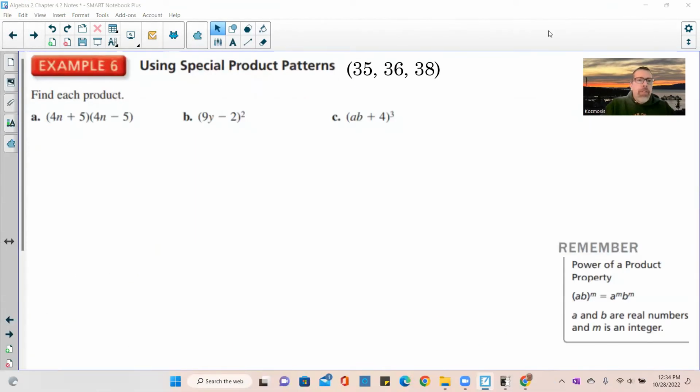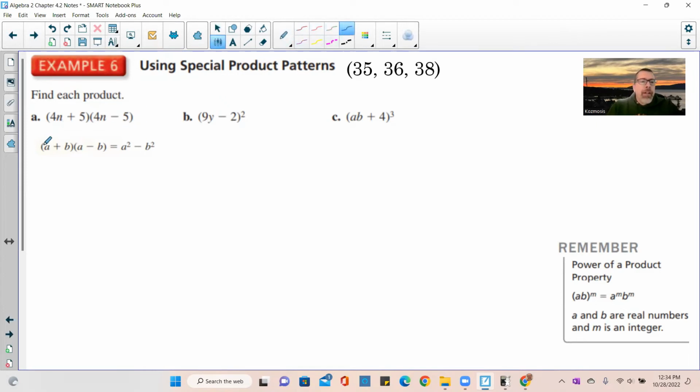Okay, so now it says using special products patterns, find each product. So the first one is 4n plus 5 and 4n minus 5. Well, this is a plus b times a minus b. So I have brought that in. A plus b times a minus b is going to equal a squared minus b squared. So I'm using the special product pattern rather than doing all the distribution.